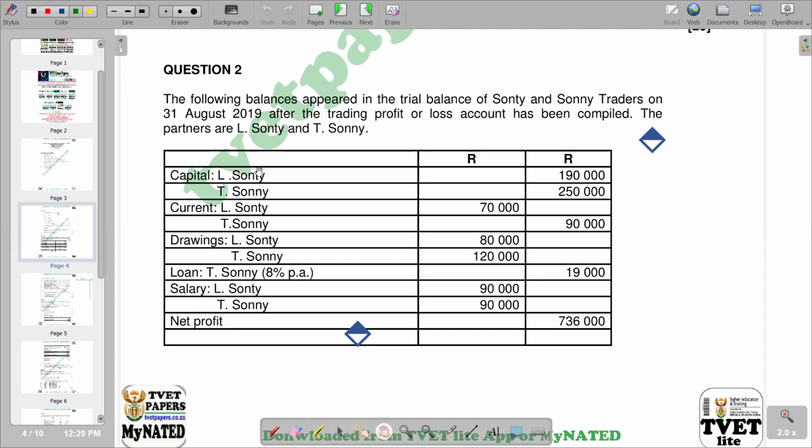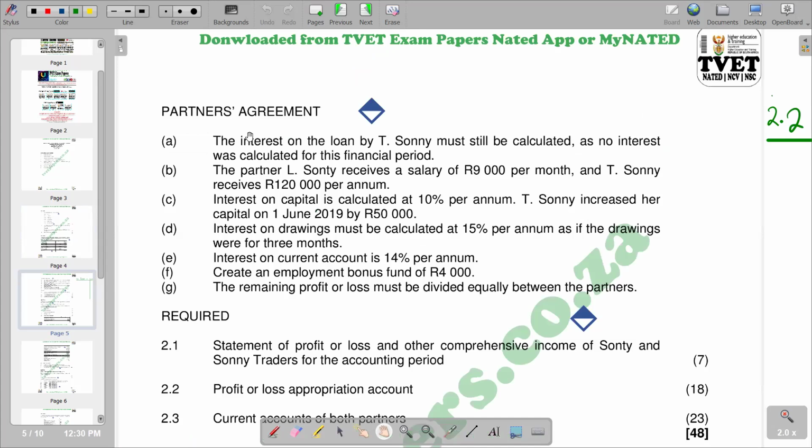So we are given a list of balances in terms of capital account, current account, drawings, loan, salary, and net profit. If you go to the next page, you'd see a continuation of the question, whereby we're given the partnership agreement. So you need to go through each and every item of the partnership agreement before you answer the question. Then on the required part, we are only going to look at the second part, which is the profit or loss appropriation account, and we see that it has got 18 marks.